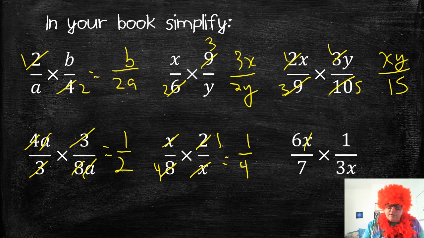Okay, the x's cancel. x divided by x is 1. I can divide top and bottom by 3. That will be 1, that will be 2. So what am I left with? 2 times 1 is 2. 7 times 1 is 7, and that's it.